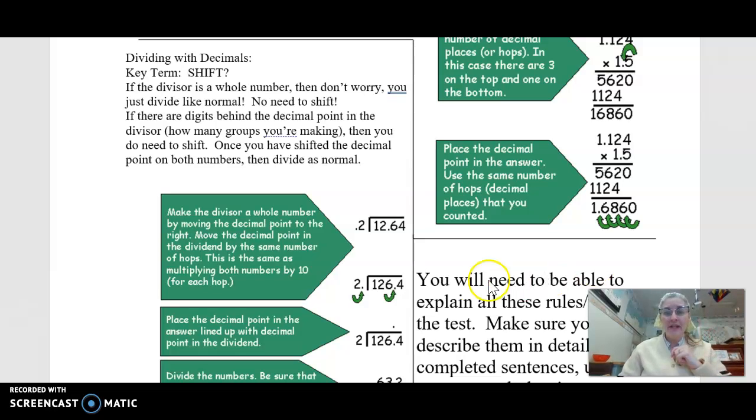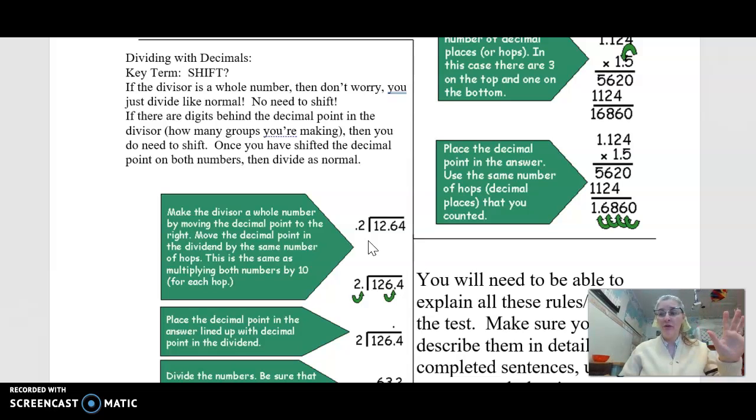If the divisor is a whole number, then don't worry. You just divide like normal, no need to shift. But if there are any digits behind the decimal point in your divisor, the divisor remembers how many groups you're making, then you need to shift. Once you have shifted the decimal point on both numbers, then you will divide as normal.